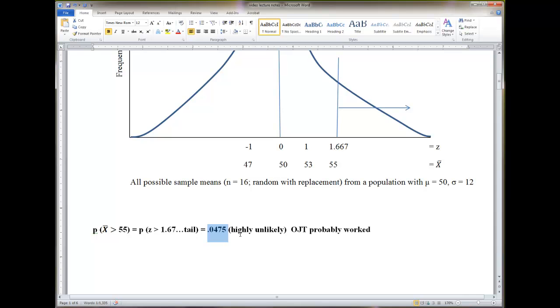And this is highly unlikely. It's less than a 5% chance. So we're thinking that on-the-job training probably worked, because this sample is highly unlikely to still come from the original population who did not receive on-the-job training.